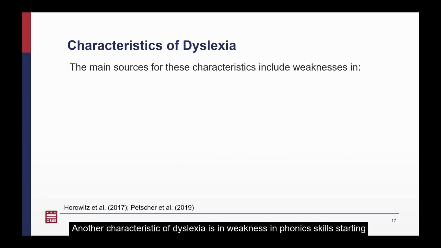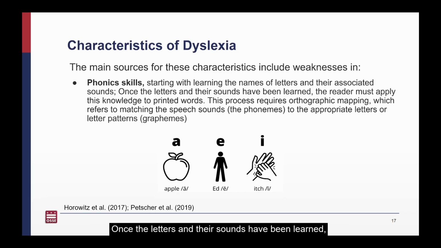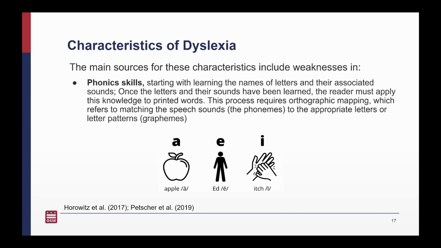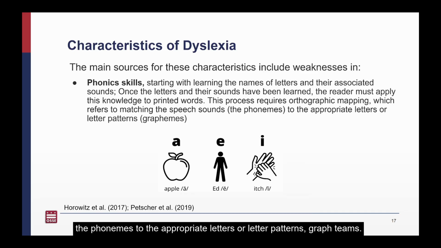Another characteristic of dyslexia is a weakness in phonics skills, starting with learning the names of letters and their associated sounds. Once the letters and their sounds have been learned, the reader must apply this knowledge to printed words. This process requires orthographic mapping, which refers to matching the speech sounds, the phonemes, to the appropriate letters or letter patterns, graphemes.